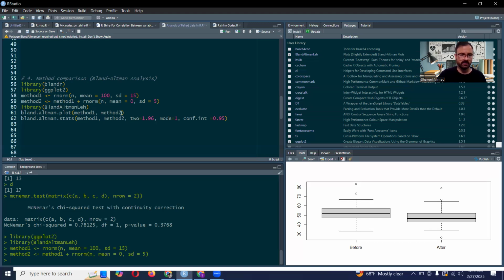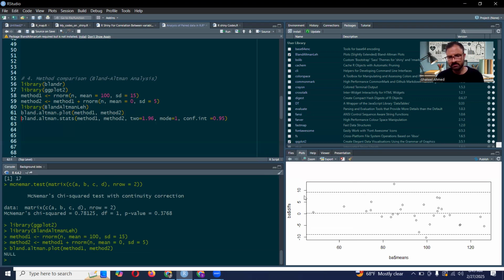So we already called the library and we have already called the two variables, the two measurements, and we can just apply the Bland-Altman plot, method 1 and method 2. You can see this is the Bland-Altman plot, which consists of three lines. On the x-axis we have the mean of the two scorings, and on the y-axis we have the difference of the two scorings, and we are basically plotting these two quantities as a scatter plot.